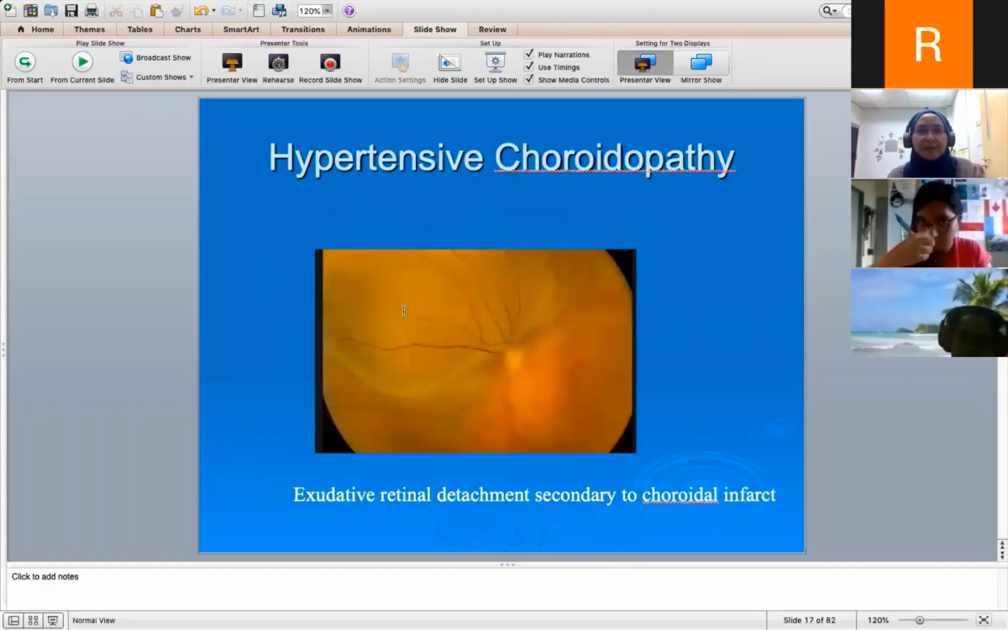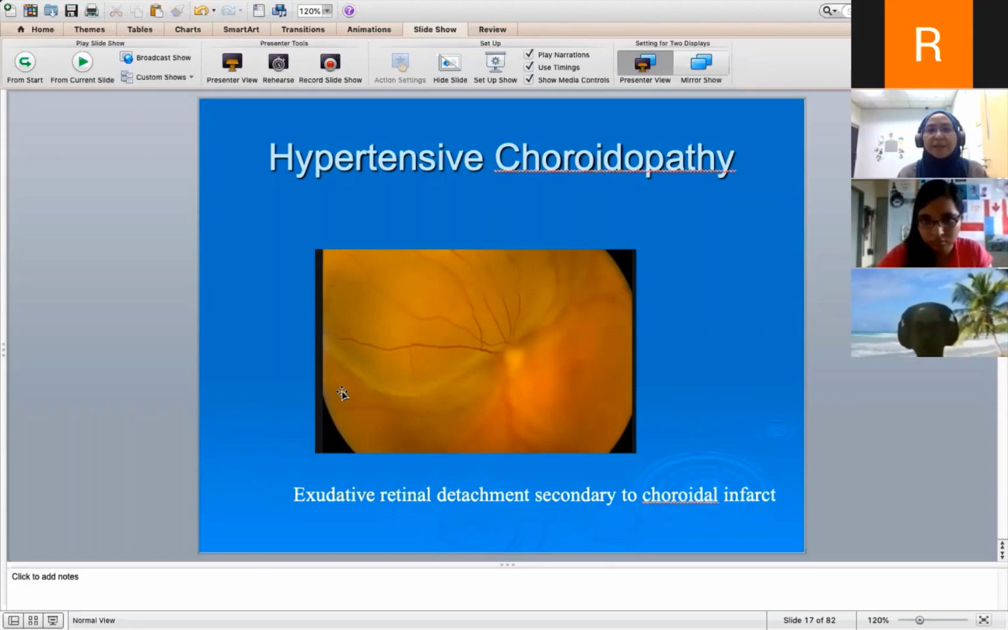This is the example of exudative retinal detachment. Can you see this? This is your optic disc. This is your blood vessel. This is the retina. You can see the retina is actually ballooned up forward, coming to you. So this is where you see the retina is elevated. Okay. In this situation, you don't do surgery.